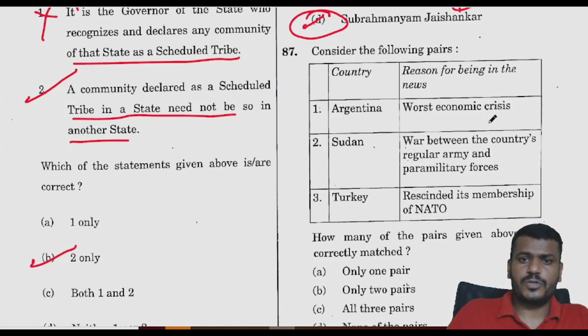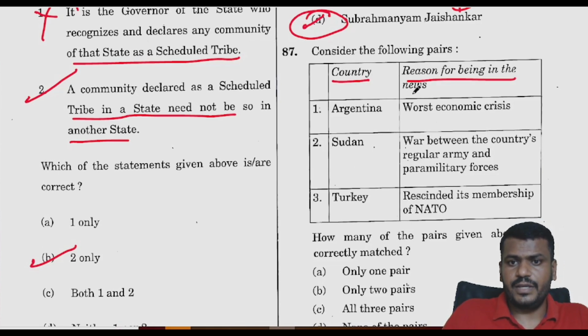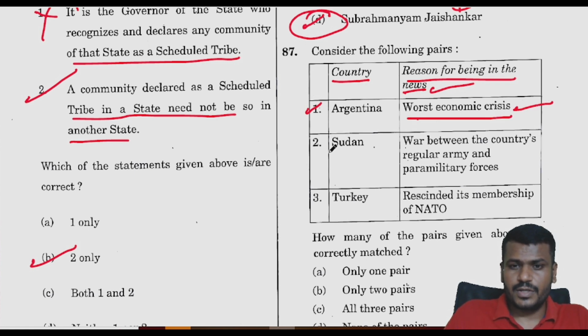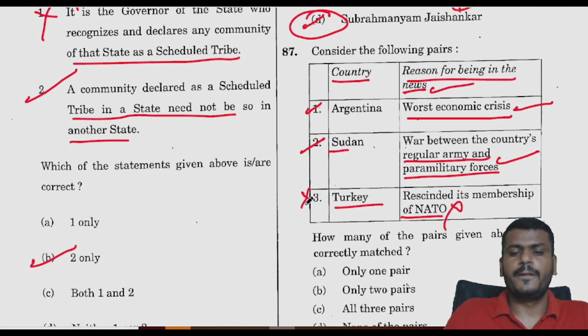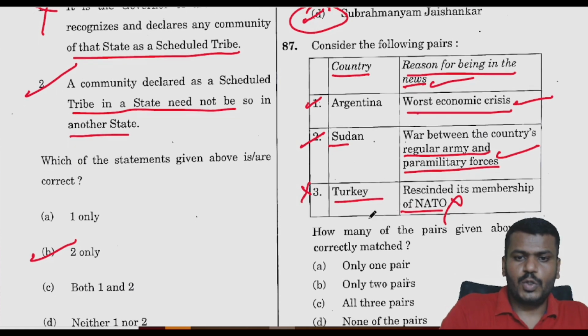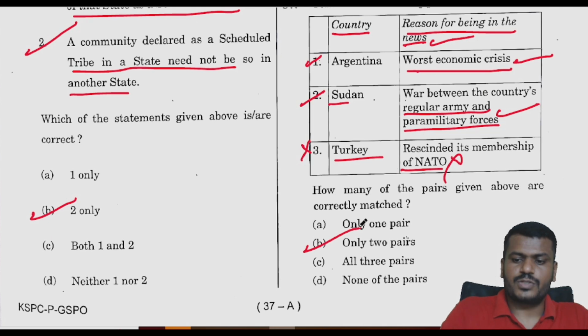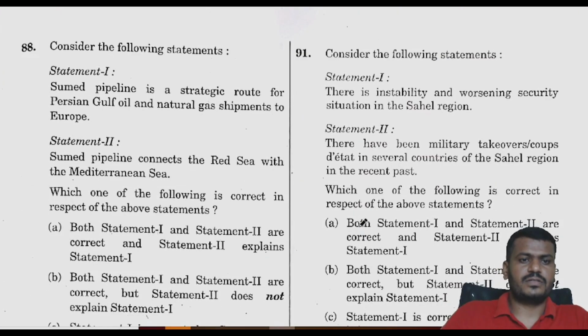Okay, next, consider the following pairs: the country and the reason for being in the news. See, all the current affairs questions, even the ancient and medieval Indian history questions they have asked, megalithic sites, Neolithic sites, they are all in the news. Argentina's worst economic crisis, yes, for the last 1 year it has been in the news. Sudan, war between the regular army and the paramilitary forces, that is also correct. And Turkey rescinded its membership of NATO. No, that is not correct. It is not rescinding NATO membership. Only 2 pairs are correct, guys. So it was in the news recently.